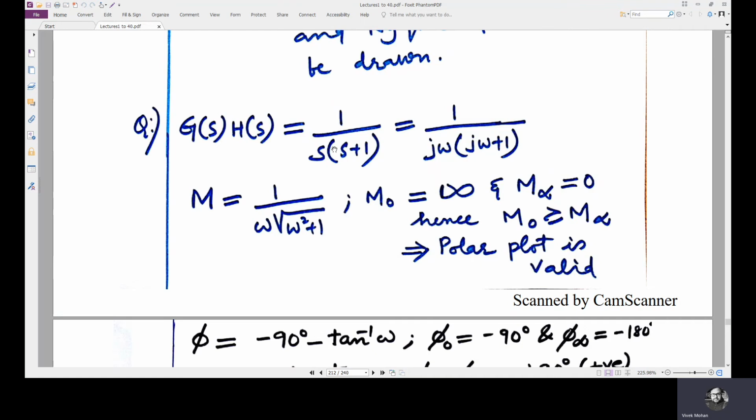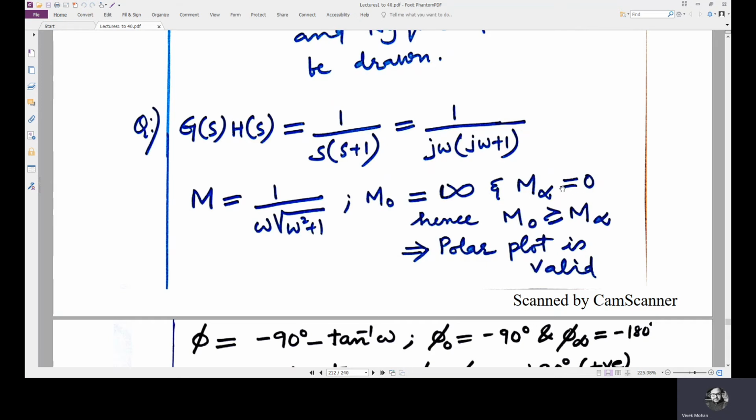GH equals 1 by s into s plus 1. Again, s equals j omega is substituted. 1 by j omega into j omega plus 1. Similar procedure we follow. The magnitude expression is found out, 1 by omega into root of omega squared plus 1. This is evaluated at omega equals 0, so we get m0, which is infinity. Then we substitute omega equals infinity here. We get m infinity equals 0.